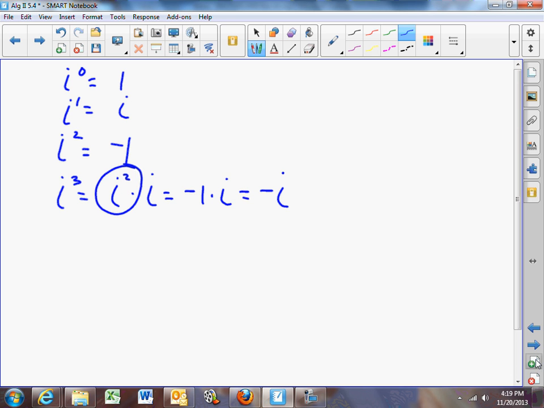Now, i to the 4th could be thought of as i squared times i squared. Now, i squared is negative 1, and i squared again is negative 1, and negative 1 times negative 1 is 1. So i to the 4th is positive 1.